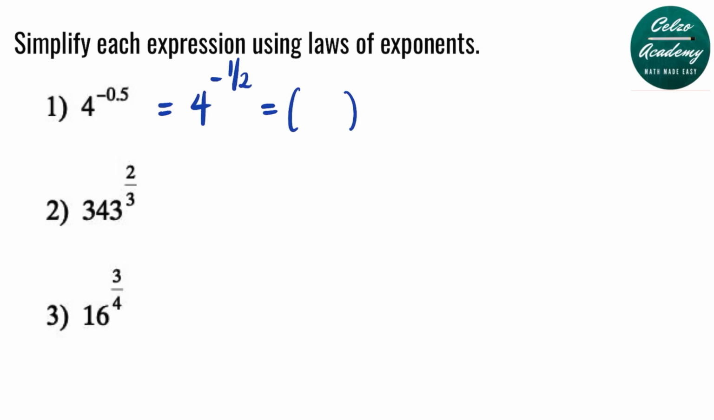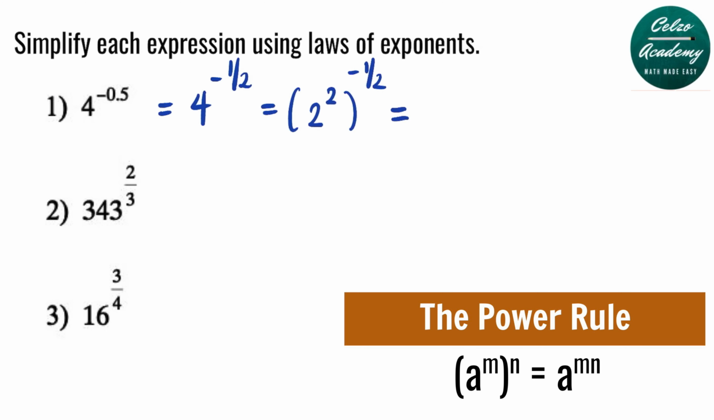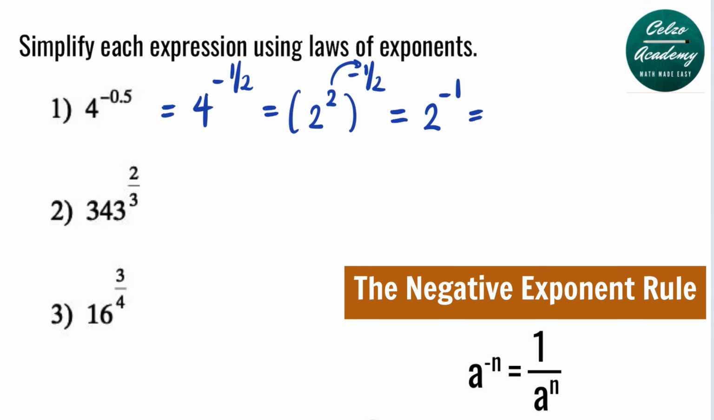Base 4 is the same thing as 2 to the second power, and the outside exponent is negative 1/2. Using power rule, we keep base 2 and multiply the powers 2 times negative 1/2. 2 times negative 1 is negative 2. Negative 2 divided by 2 is negative 1. Now using the negative exponent rule, we can make this a positive exponent by moving it to the denominator. And we will have 1 over 2 to the positive first power, or simply 1 over 2 or 1/2.